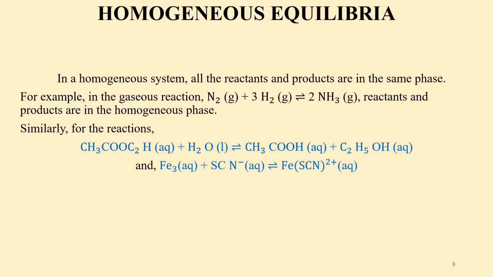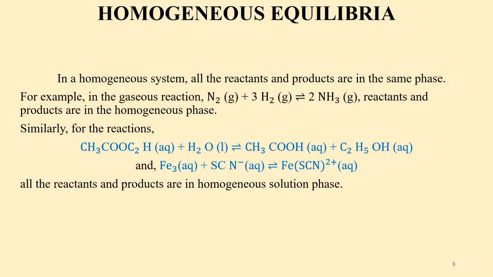Another example is Fe3+ aqueous plus SCN- aqueous combined to form FeSCN2+ aqueous, and this reaction is possible in the reverse direction also. Hence, the reactants and products are in homogeneous solution phase.